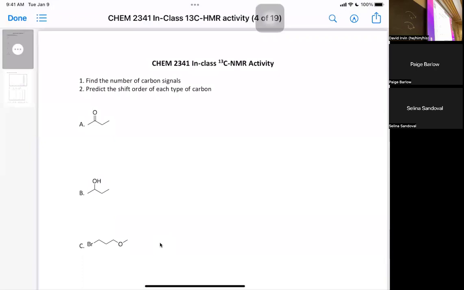All right, you have 15 minutes to do this, but let me show you how I want you to do it. Again, all we have to do is number the carbons, or letter the carbons, A, B, C, D. Don't forget your carbonyl this time because we got to use them. And predict the shift order based on how close it is to the electronegative atom or an electron-rich species. And you only get 15 minutes to do this because it is only half.